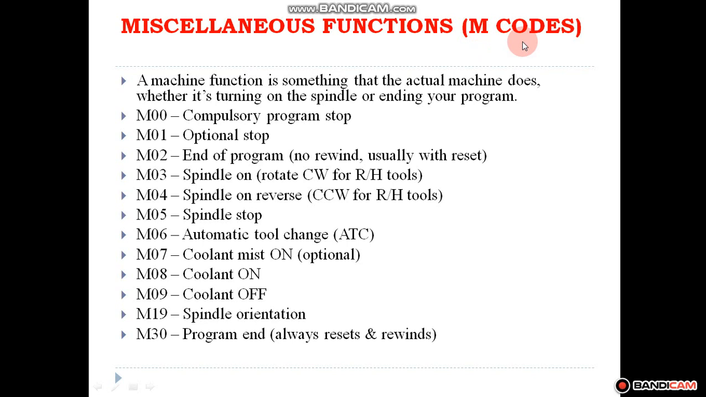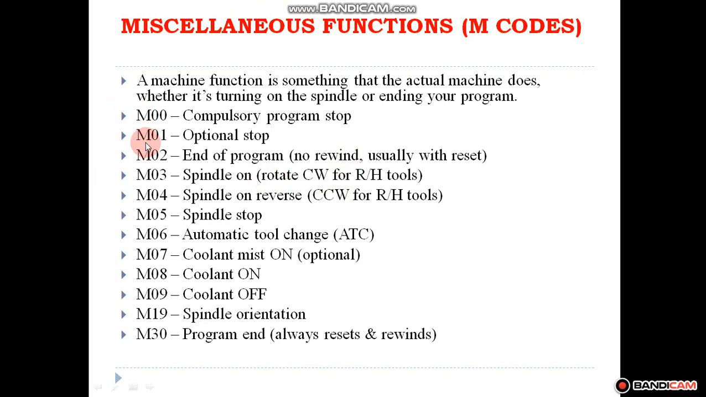The basic difference between G codes and M codes is that G codes are directly related to the coordinates of the workpiece. Suppose you have to give the coordinates in X, Y and Z, then you use the G codes. Miscellaneous functions do not directly relate to coordinates. They work on auxiliary functions, such as coolant on, coolant off, spindle start, spindle stop.